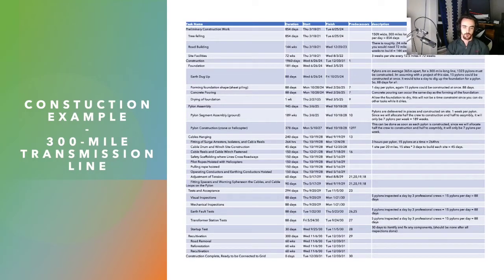Here's an example of a 300-mile transmission line. This is a fictional transmission line, but it shows the general timeline of a transmission line. You can see that it actually takes the course of about 10 years to construct this line, which is pretty accurate to the estimates given online.